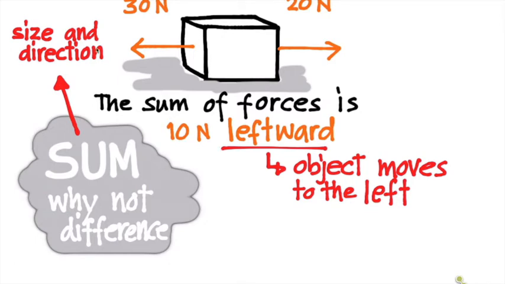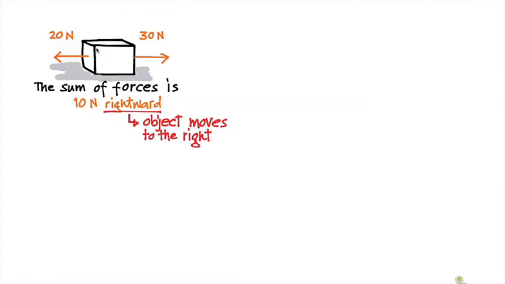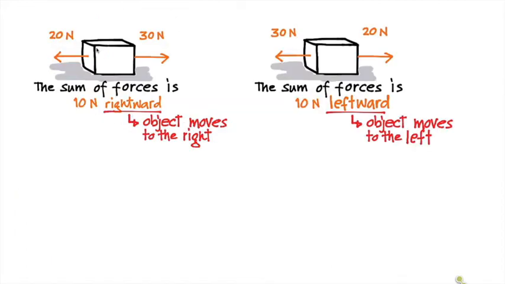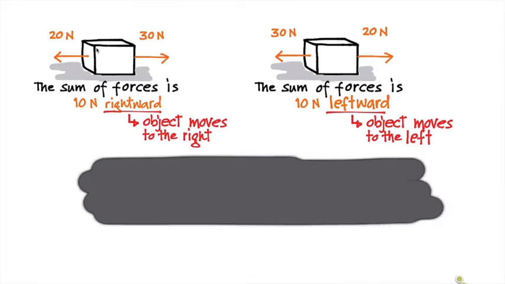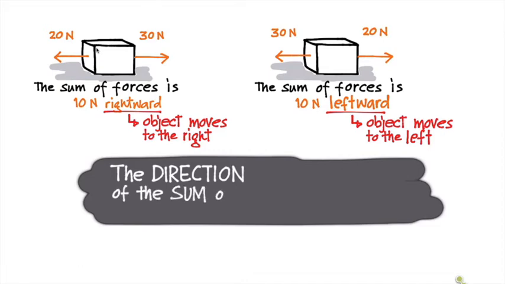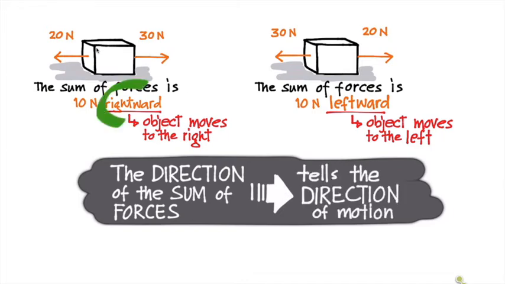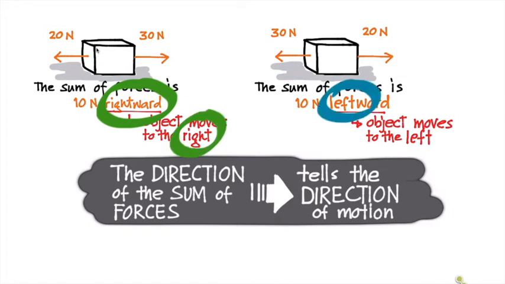And let's go and compare the two results that we have. Alright, this was the first and this was the second. As you can see, one was able to move the object to the right and the other sum of forces moved the object to the left. Now, what can we see from here? What would be our conclusion from here? The idea is that the direction of the sum of forces will actually tell us to which direction the object will move. This is rightward and the object moved to the right. This is leftward and the object moved to the left.